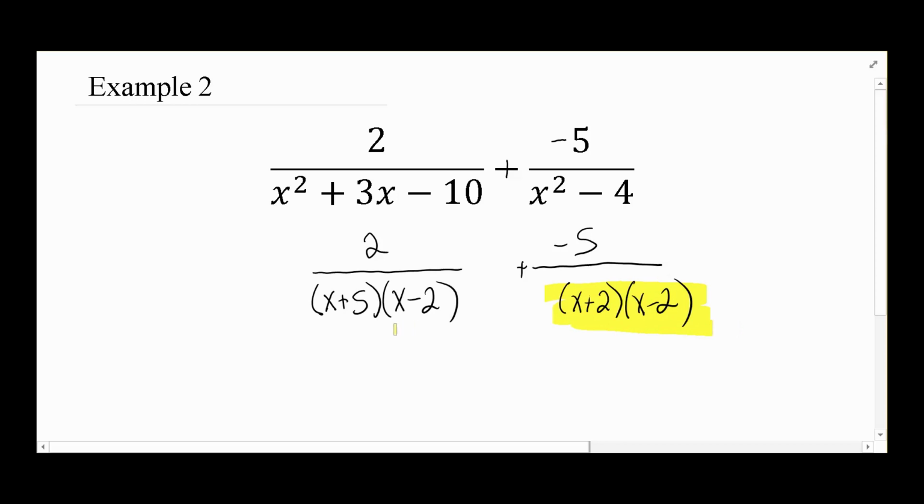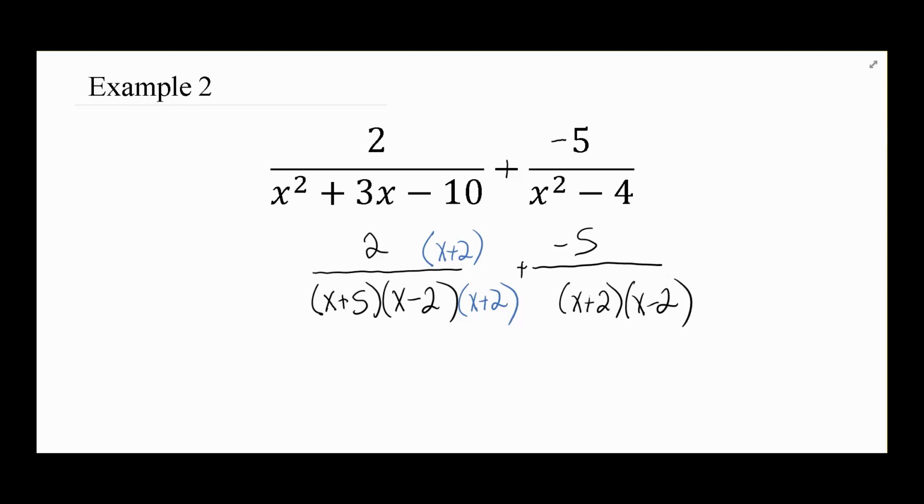The first fraction already has an x minus 2 in him, so he doesn't need that. What he does need, what he is missing, is the x plus 2. So we're going to put an x plus 2 in the top and the bottom. And again, remember that what's happening here is I'm multiplying by 1. Since I'm multiplying by the same thing in the top and the bottom, anything over itself is 1. So that's all that's going on, is I'm multiplying by 1.